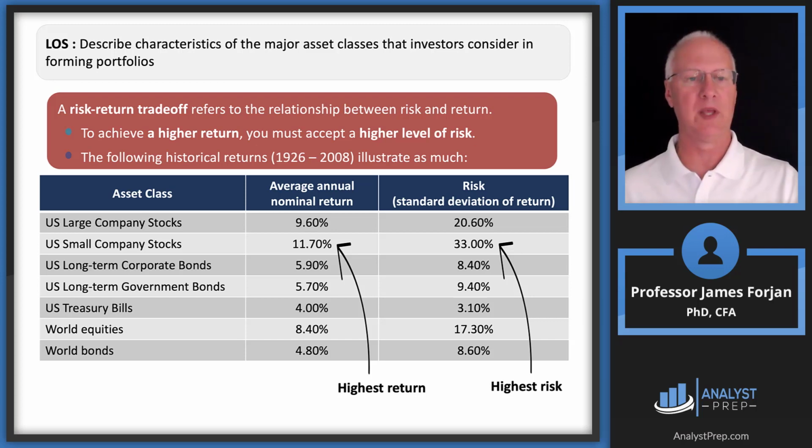So look down the left-hand column. Here are several different asset classes, and here's their average annual nominal return. All right, so that's important. It's an average, it's annual, and it's nominal. And this goes for almost a 100-year period, 1926 to 2008.